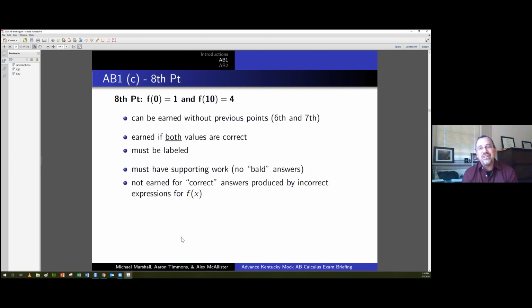And then the last point: you can imagine somebody might have an incorrect expression that somehow manages to produce f of 0 equals 1 and f of 10 equals 4. That can't earn the point, right? We need to see that some correct work has led to the correct answer.